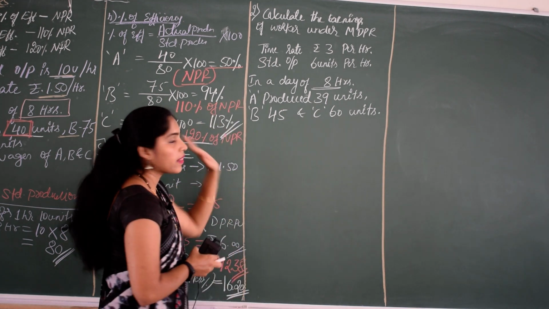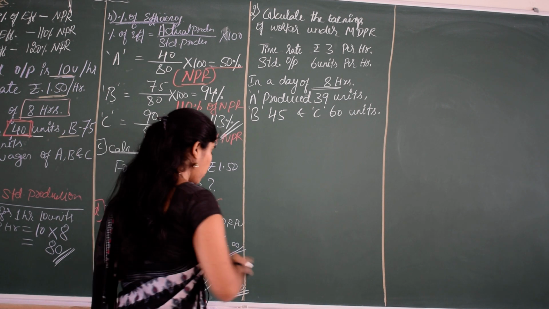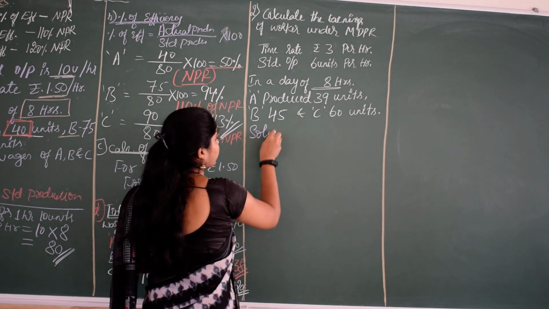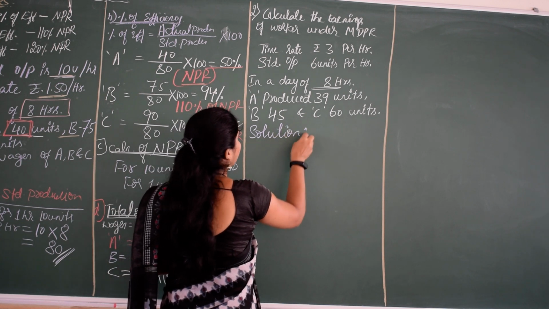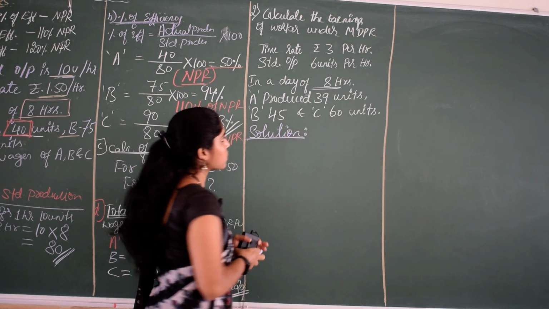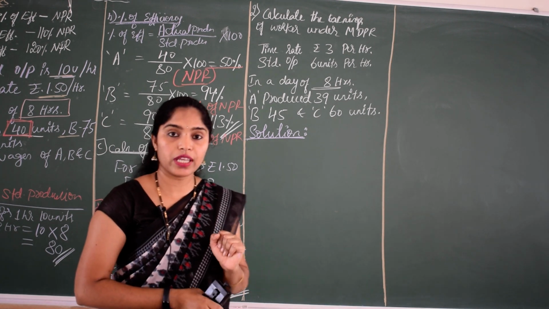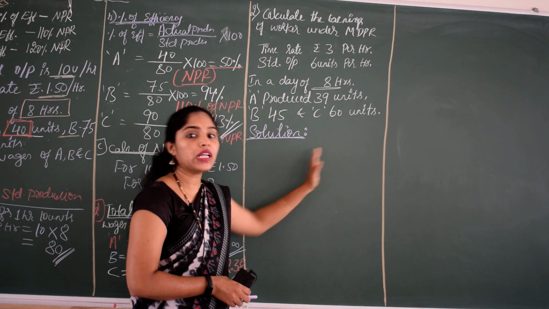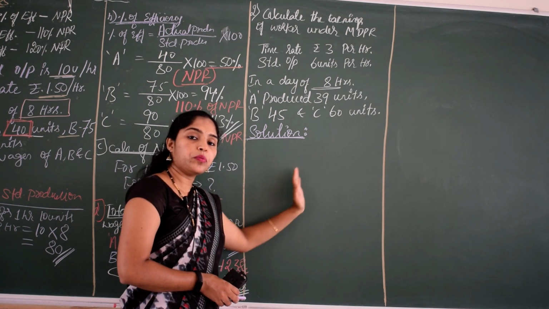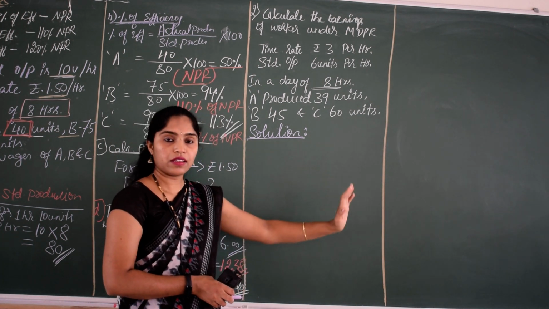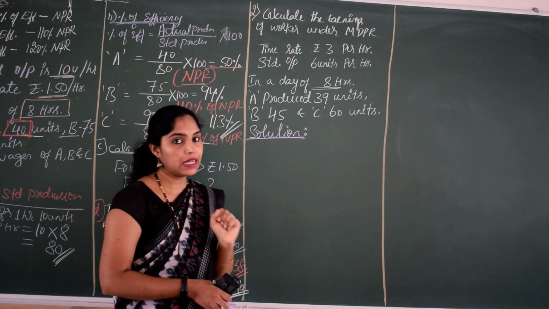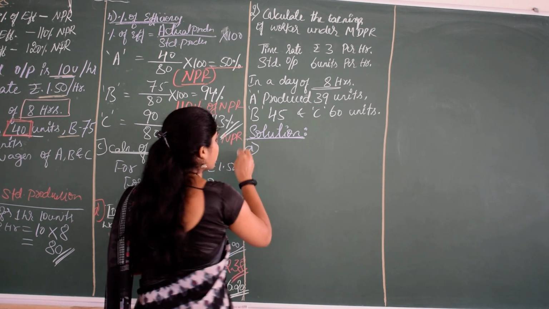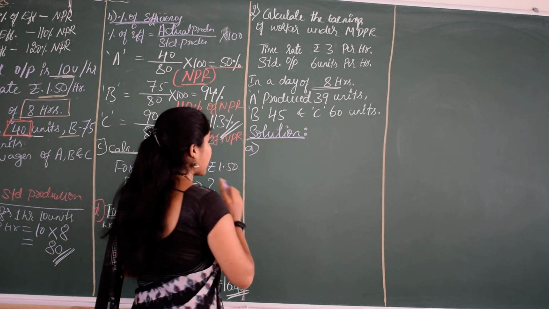So this is a very simple problem like our previous problem. Let's start with the solution. Even in this problem, standard production is not given, rate per unit is not given. So we need to calculate standard production and rate per unit, then percentage of efficiency, then the final step is calculation of total earnings. First, we need to calculate the piece rate per unit.